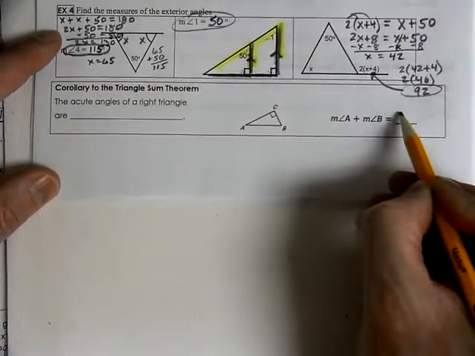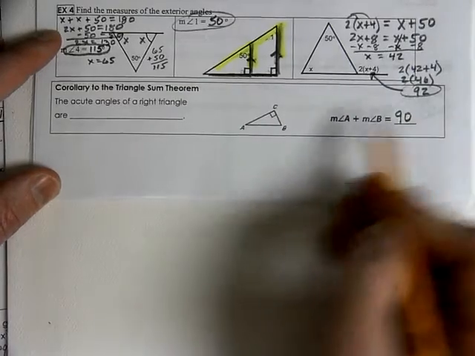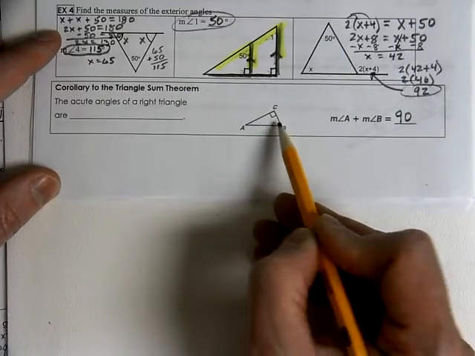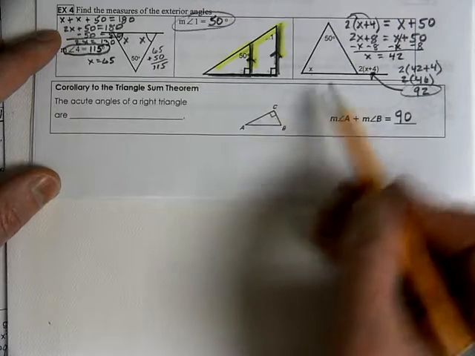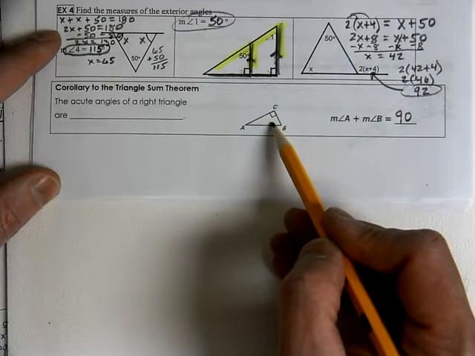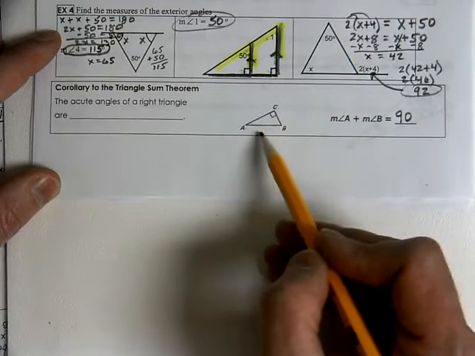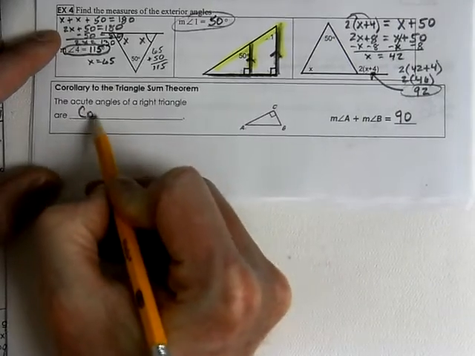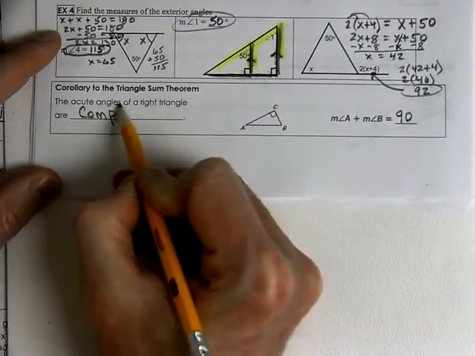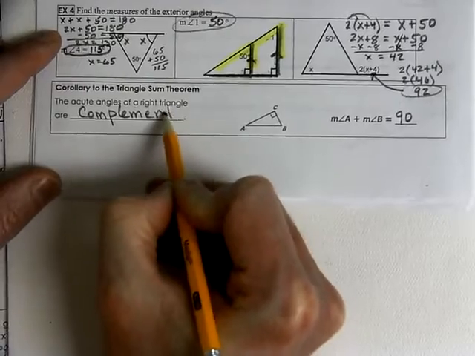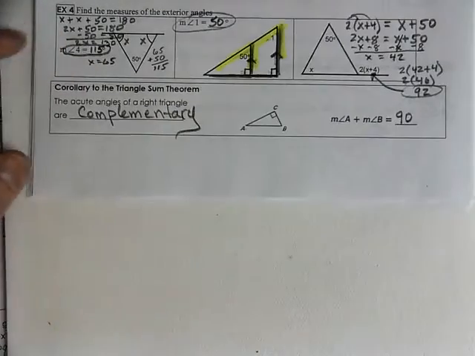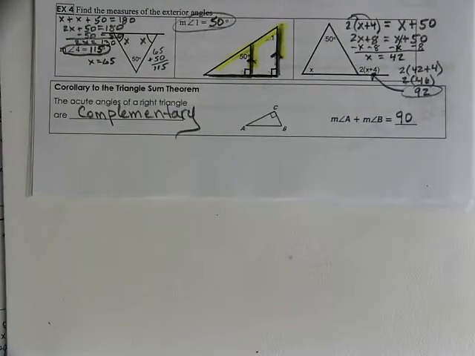A and B are going to add up to be 90 degrees. So then you have 90 plus the extra 90 that makes the 180. And two angles that add up to 90 are considered to be complementary. So the acute angles of a right triangle are complementary. That means they're going to add up to be 90 degrees.